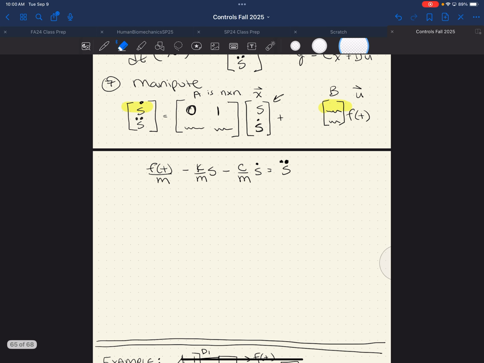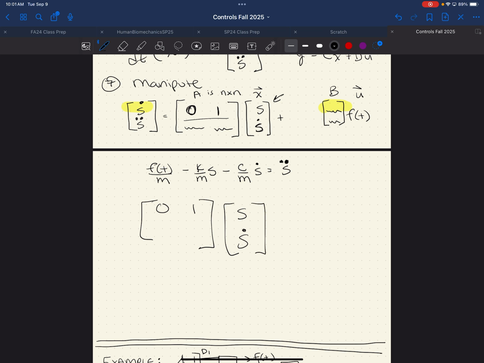So when I do my matrix multiplication for just this top row of 0, 1, S dot, what is the result? I get 0 times S plus 1 times S dot. So this first term goes away, and I just get S dot. Does that match the vector on the left-hand side in just that top part? Yeah. So that means we did it right. That's what we want. We want to make the right-hand side equal to the left-hand side.